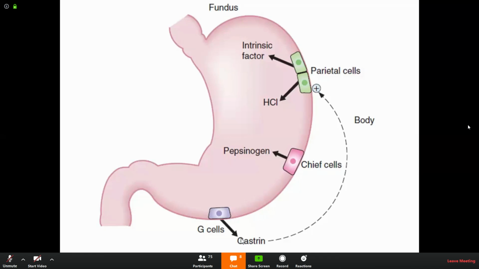The vagus nerve supplies the G cells. The vagus nerve that supplies the G cells releases the gastrin releasing peptide. Then G cells release the gastrin. The gastrin comes to the circulation, goes to the blood, and from the blood it reaches the parietal cells, and it will cause the secretion of the gastric juice, that is the hydrochloric acid and intrinsic factor.